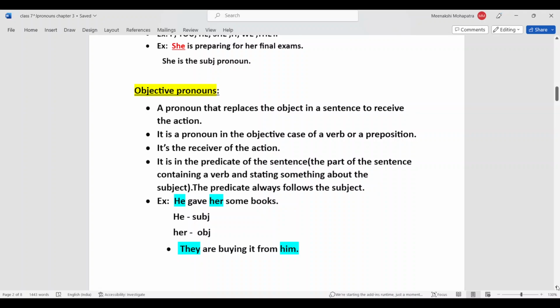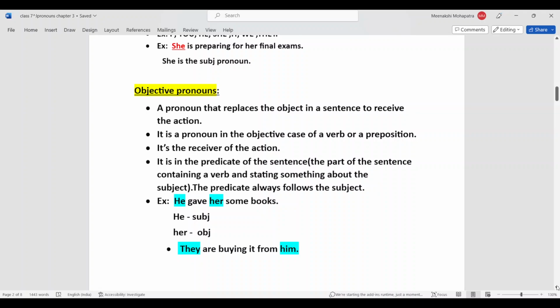Now, there has to be some action done on the object in the sentence. So that is known as the objective pronoun. It is a pronoun in the objective case of a verb or a preposition. It is the receiver of the action. It is in the predicate of the sentence. The objective pronoun is in the predicate of the sentence.